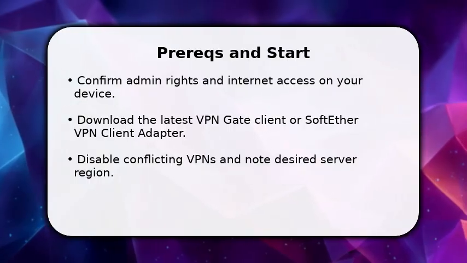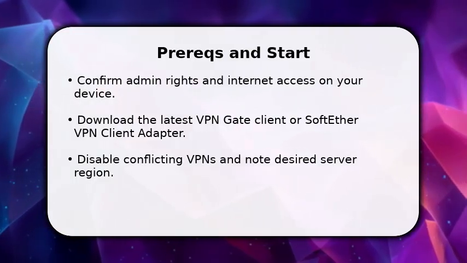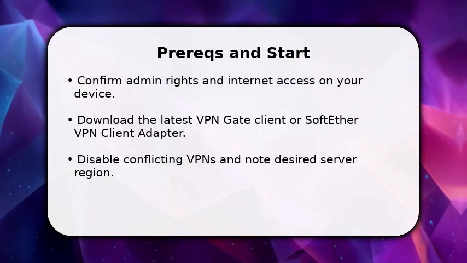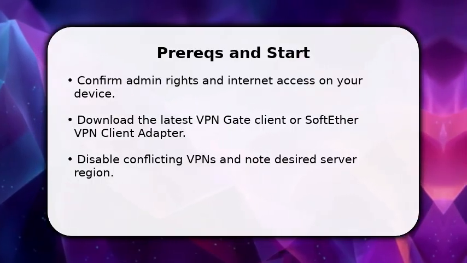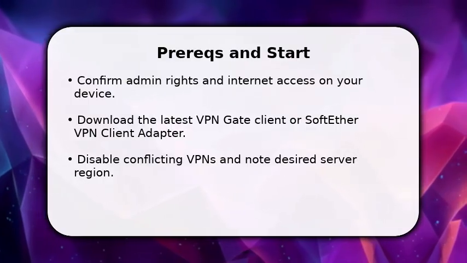You start by confirming admin rights and a stable internet connection. That ensures the client can install and run. Next, download the VPN Gate client or the SoftEther client adapter. You need the right package for your OS.